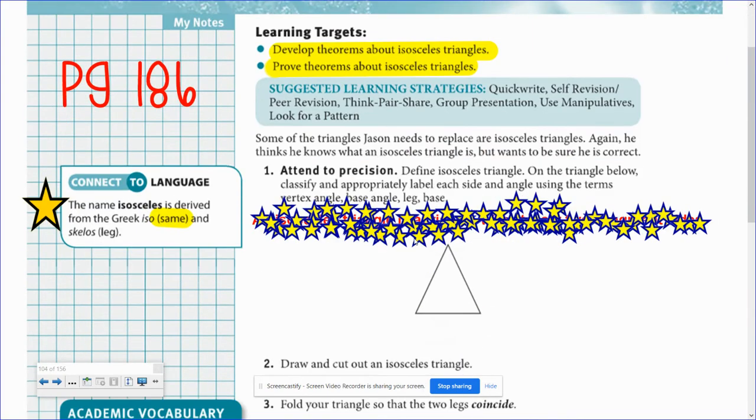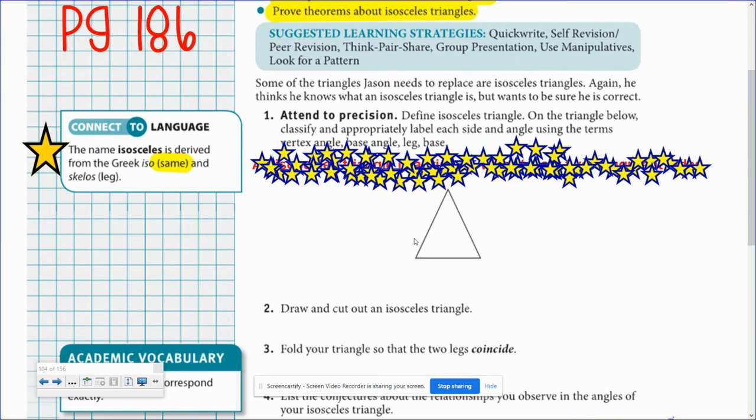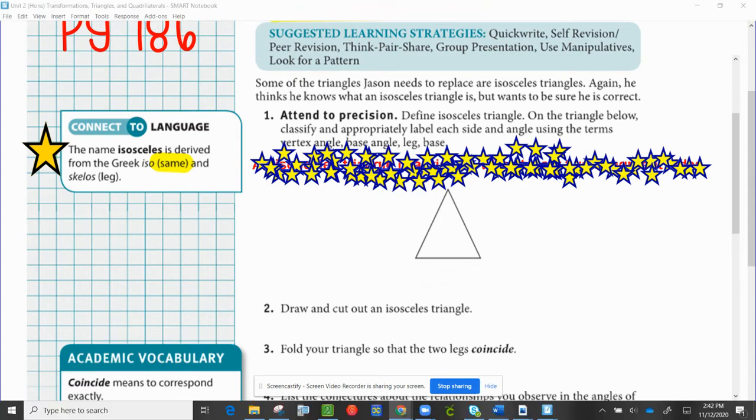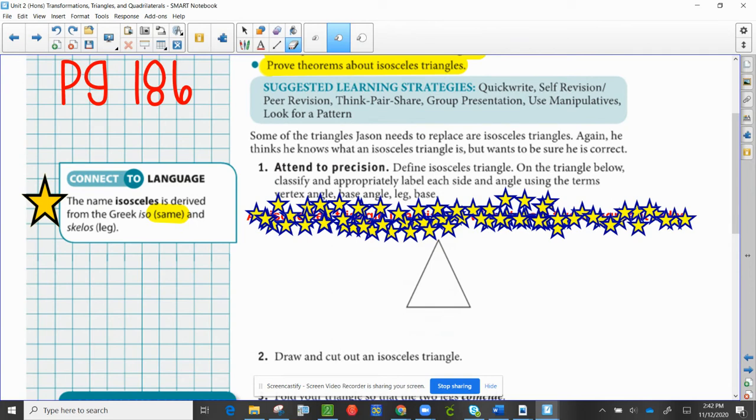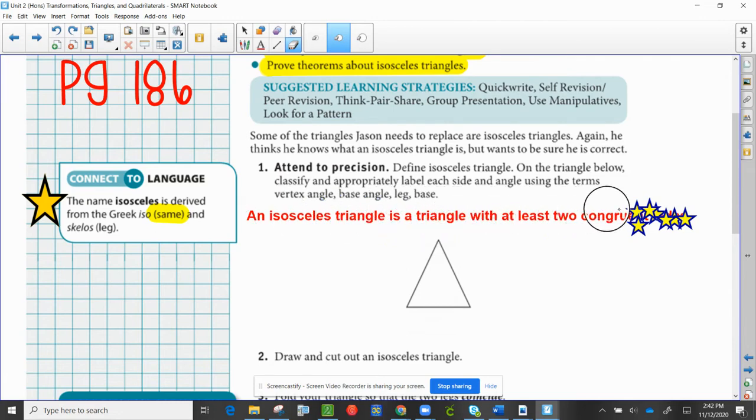Okay, so we're going to start by defining what an isosceles triangle is. And we're going to be labeling this picture below with the vertex angle, base angles, leg, and base. So take a second. Do you remember what it means to be an isosceles triangle? Well, if not, that's okay, but an isosceles triangle is a triangle with at least two congruent sides. That's what it means to be isosceles.